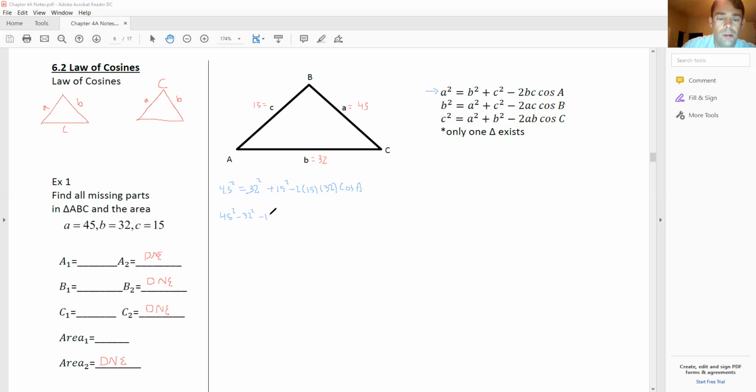minus 15 squared. Now you guys are going to be, when you start putting all these things together, it's very easy to want to combine all these terms. Don't do it. Remember, they're not like terms because this negative 2 times 15 times 32, it's tied with the cosine of A. So it cannot be combined with those squares. Now in order to get cosine A by itself, we have to divide all that out. So we have 45 squared. This is where that function on your calculator that will allow you to type fractions in really kind of comes in handy.